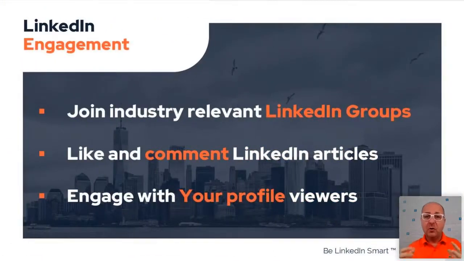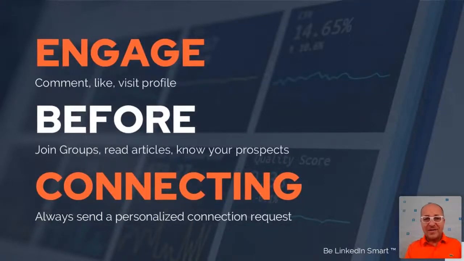We are still talking about creating strong rapport and a strong relationship built on engagement. If you want to up your game with the engagement, you can also join some industry-relevant LinkedIn groups. It's very, very interesting and important. You can also like and comment not just on the posts, but also on the articles of that particular person. And you can engage with your profile viewers, because you can see who actually viewed your profile and who is commenting on your post as well. So do not just let those people go. Maybe they're interested in you for some reason. If you want to engage with them, start the engagement, and make sure you're checking these things out.